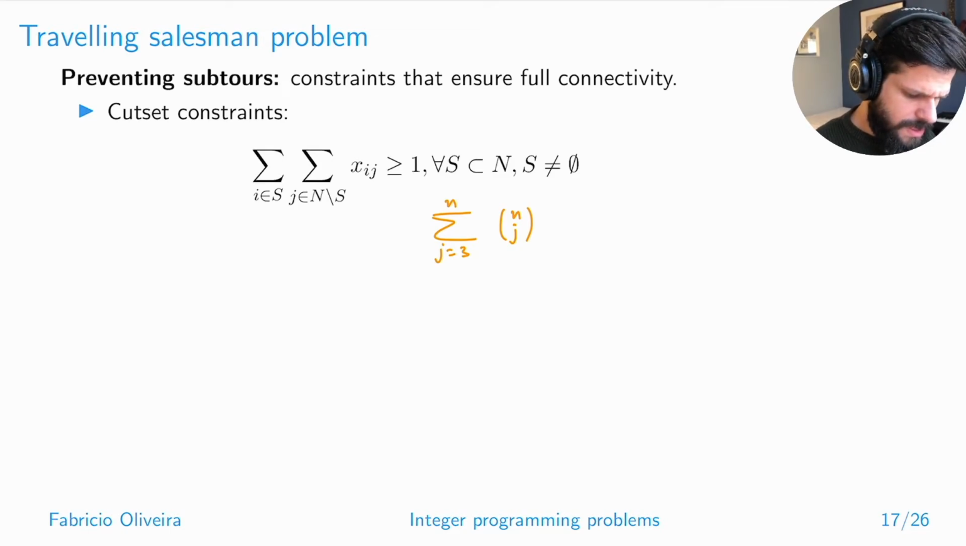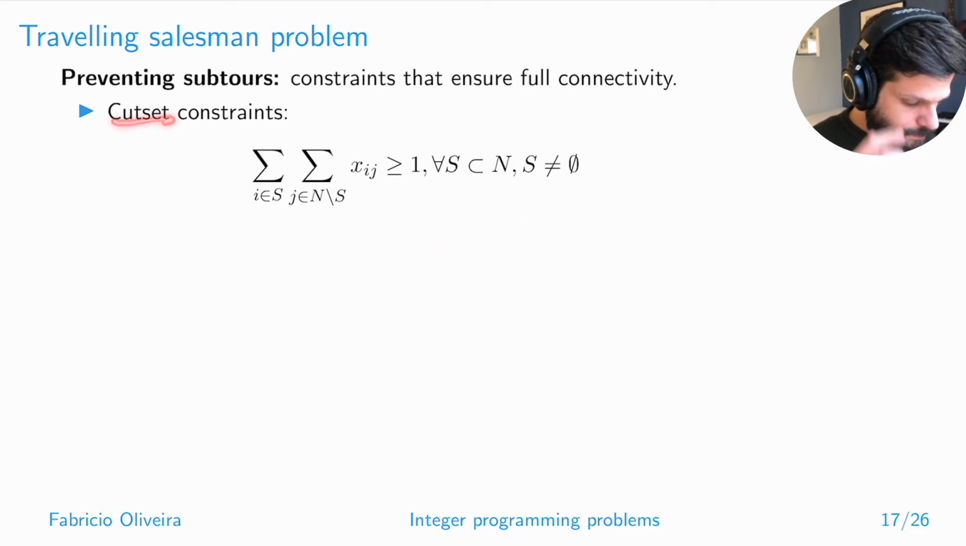I think in some cases this can actually be smaller, but no, the point stands. What I'm trying to say is that you might have a really large number of these constraints to take into account, which might make your model simply not efficient or even not solvable. So the first type of these constraints is called cut set.